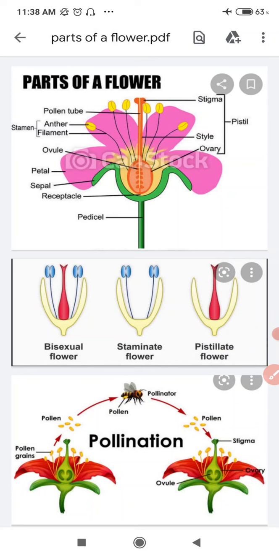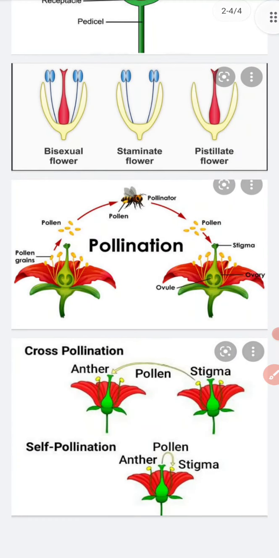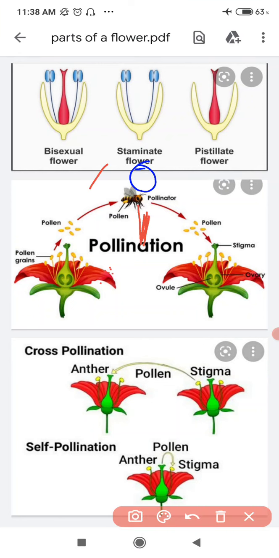Okay, now come to the point, types of flowers. There is a great variety of flowers on different plants. They may differ in shape, size, color and fragrance. One thing is common with all the flowers, that they bear sepals, petals and reproductive parts. The flowers in which both stamens and pistils are present are called bisexual or hermaphrodite flowers. This is the bisexual flower, containing both the male and female part of the flower.